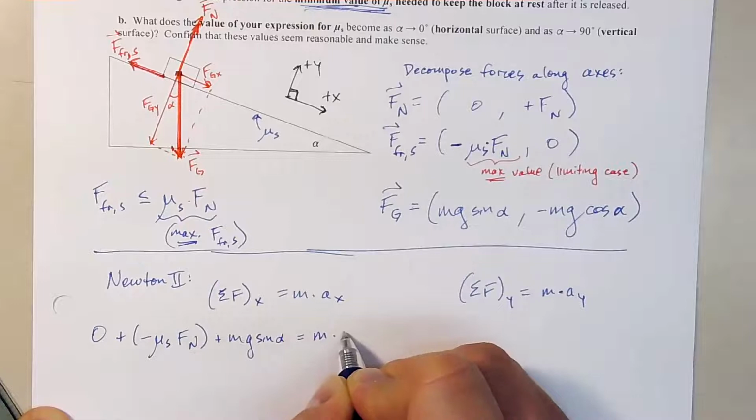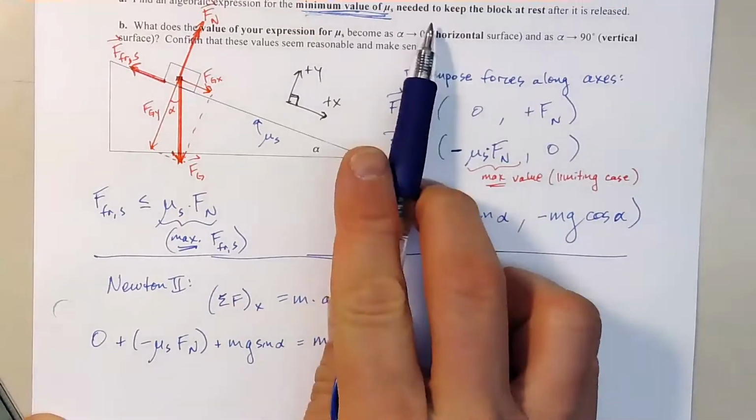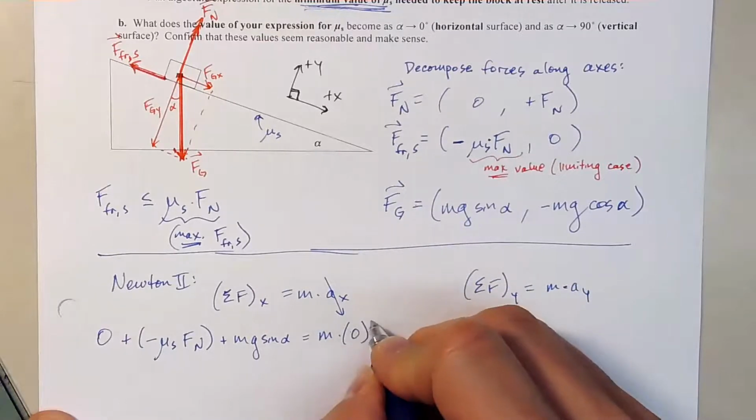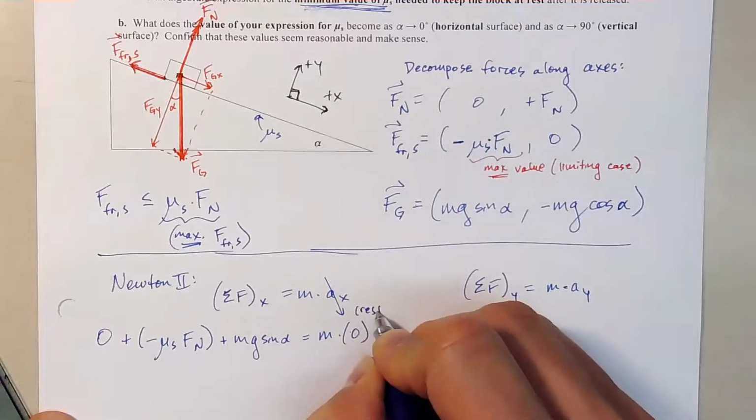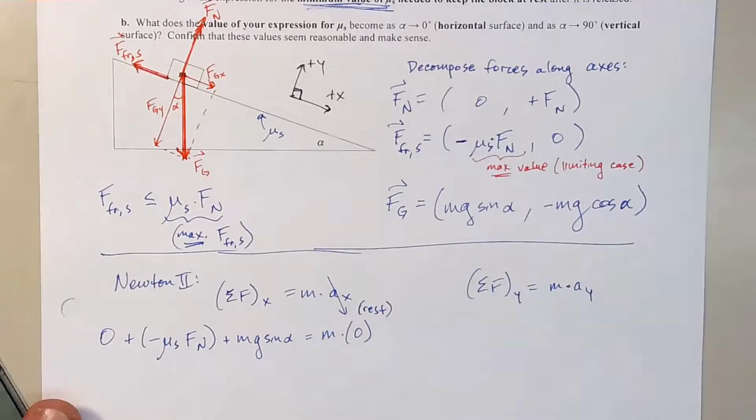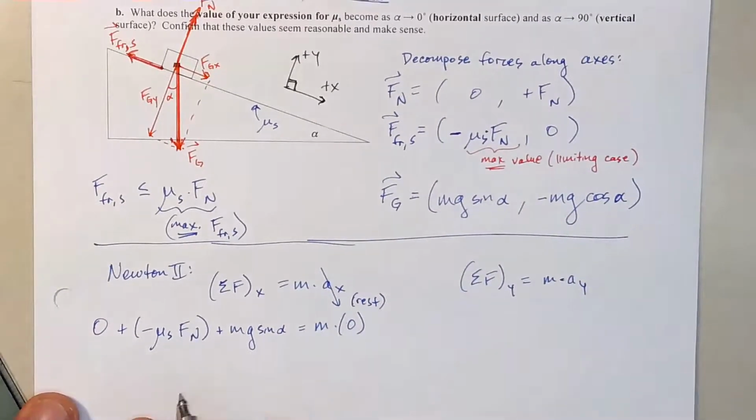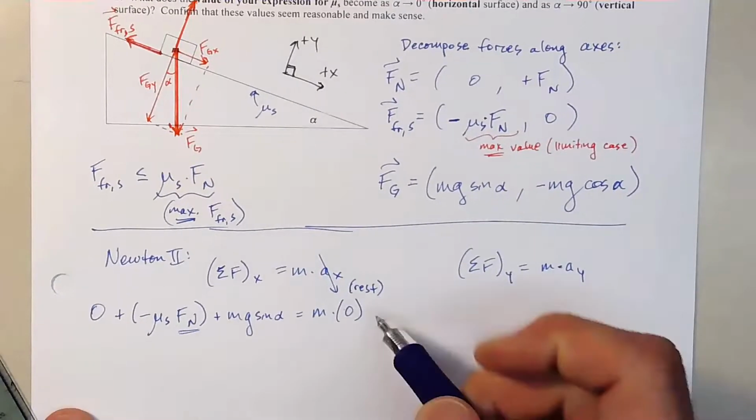And by the way, we want everything to remain at rest. So we can just set the acceleration equal to 0 because that block is not moving. It's a static case. All right. See, we have an unknown here, right here. So we can't solve for mu until we figure out what the normal force is first. So we'll come back to that. Let's put that on hold.